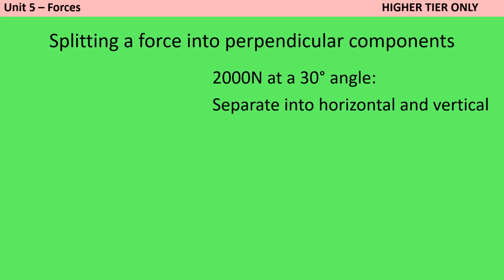Almost certainly the most challenging thing you can be asked to do in this part of the exam is to separate a diagonal resultant force into its perpendicular components. So a question might ask you about a force that is 2000 newtons at a 30-degree angle.